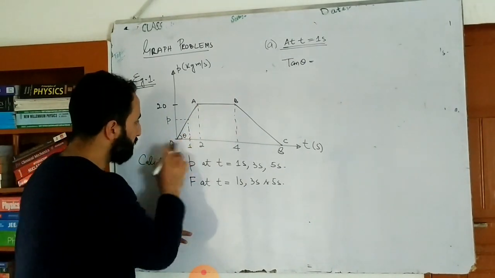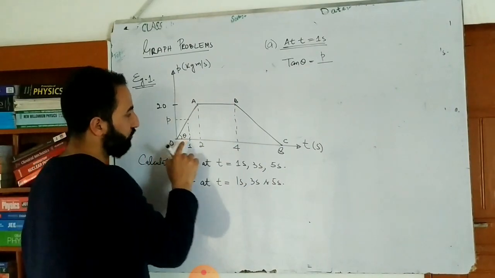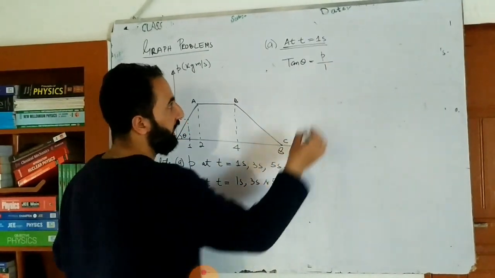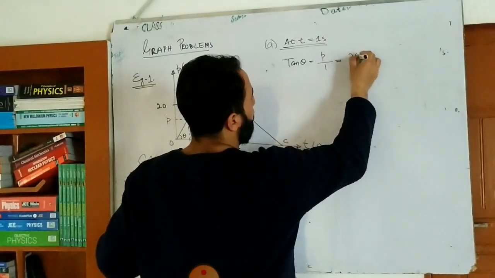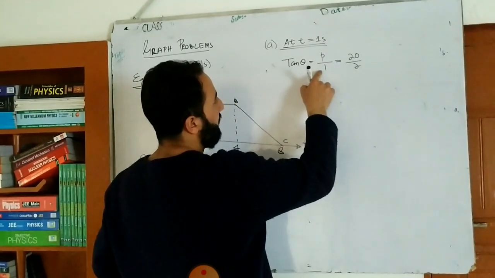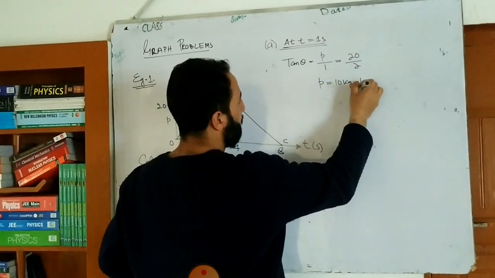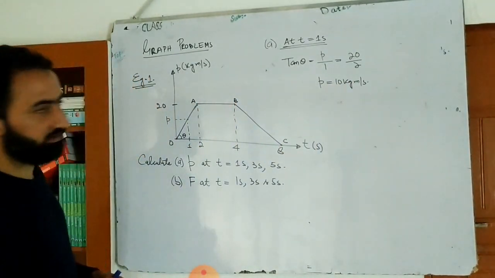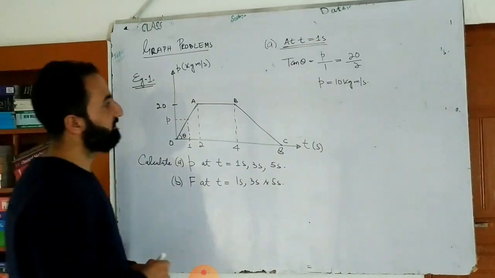From the smaller triangle, tan theta is equal to P, perpendicular is P, hypotenuse is 1, so P divided by 1. And from the larger triangle, it is equal to 20 divided by 2. From here we can calculate P. 20 by 2 is simply 10, and 10 multiplied by 1 is 10. So momentum P is equal to 10 kilogram meter per second. So the momentum at t equal to 1 second is 10 kilogram meter per second.